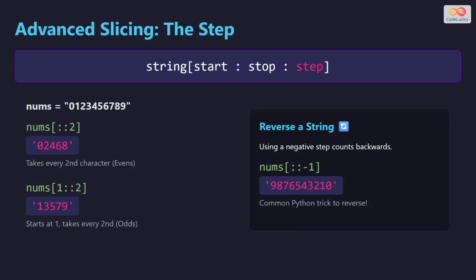You can take slicing a step further by adding a third number, the step value. This tells Python how many characters to skip. For example, a step of 2 grabs every second character. A common trick is to use a step of -1, which reads the string backwards, effectively reversing it instantly.